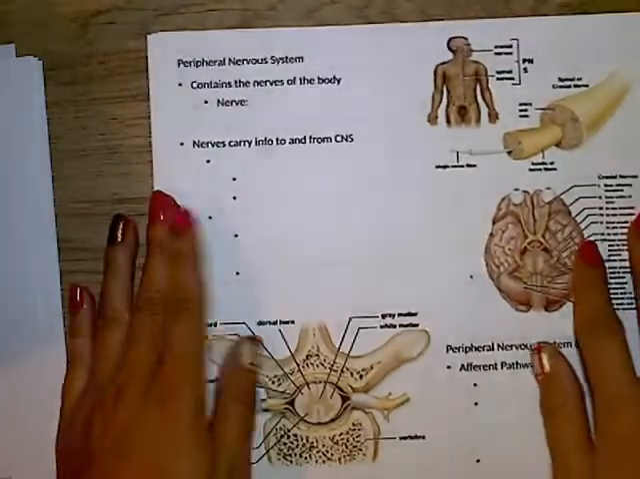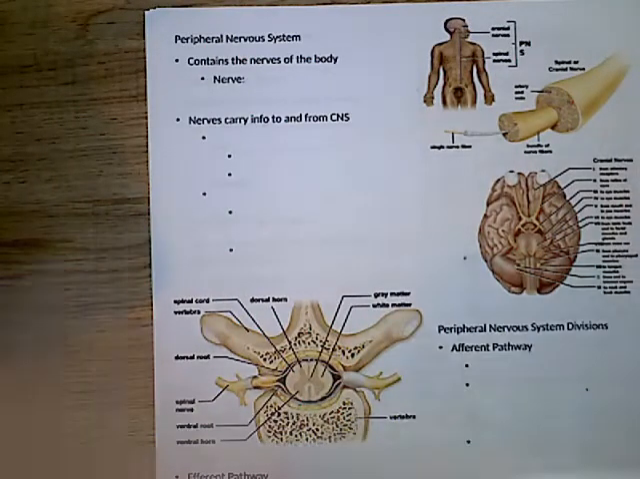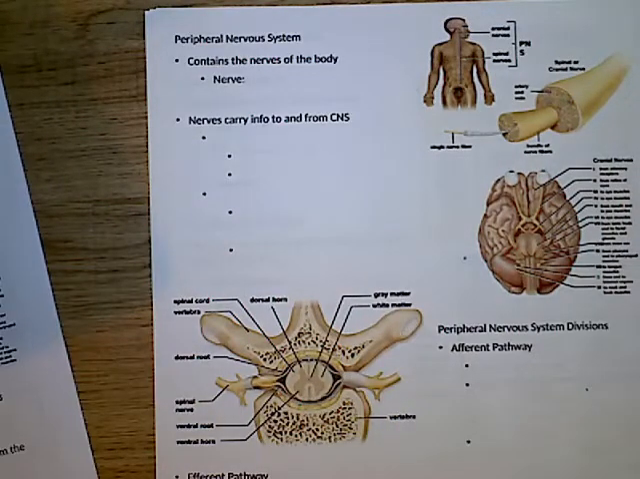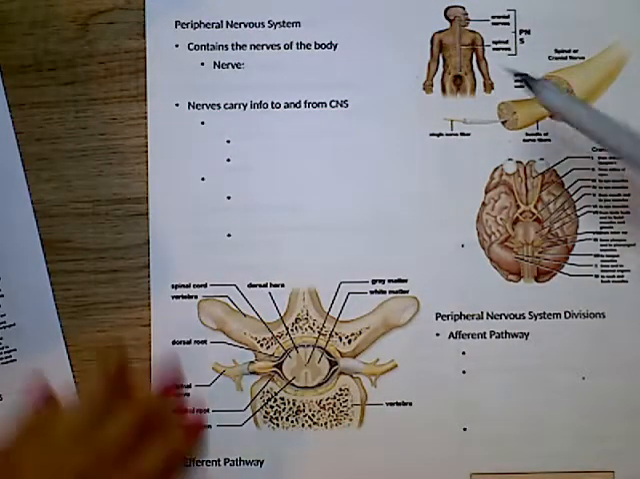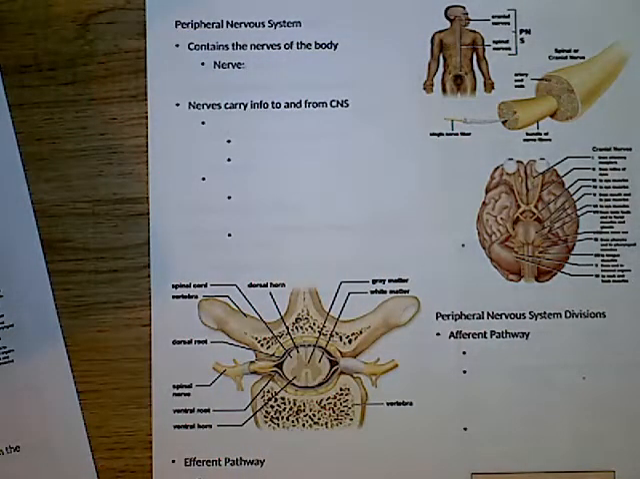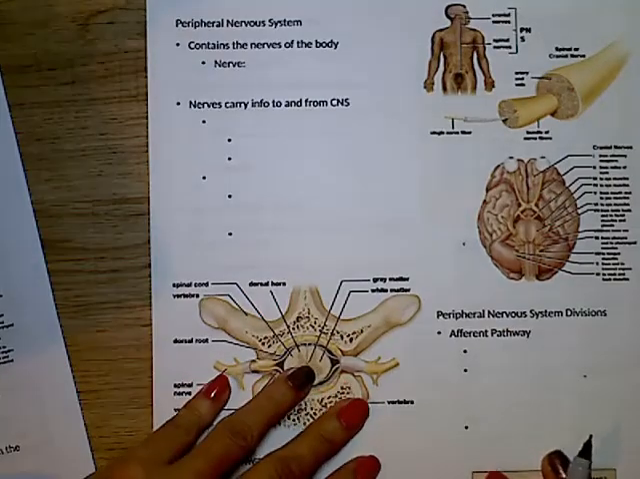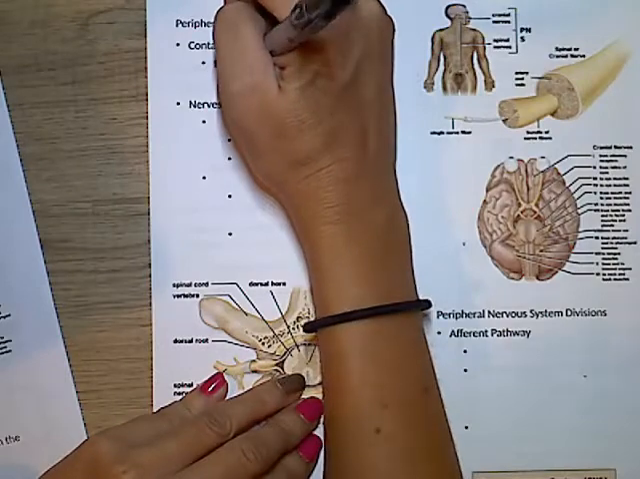The peripheral nervous system. So remember that this is everything that's not the central nervous system. It's out to the periphery, to the sides. So you've got your brain and spinal cord central, and then peripheral is everything else. And this contains the nerves of the body. And a nerve is a bundle of axons surrounded by connective tissue.